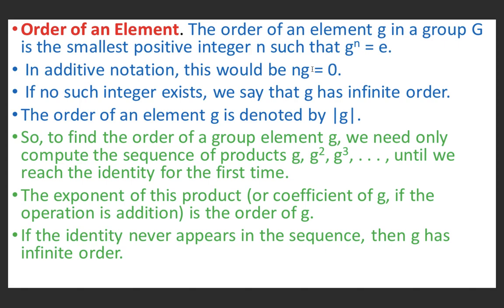See, in case of addition, we find the coefficient of g, and in case of other operations, we see the exponent of g. This is the order of g, and these products are carried out according to the operation given in the group. If the identity never appears in the sequence, then g has infinite order.